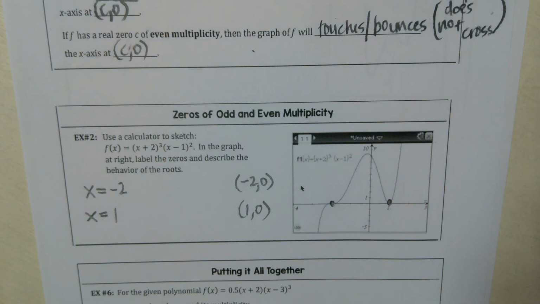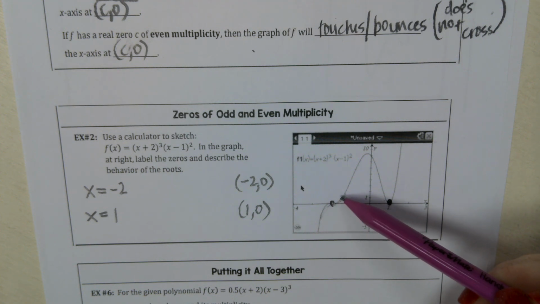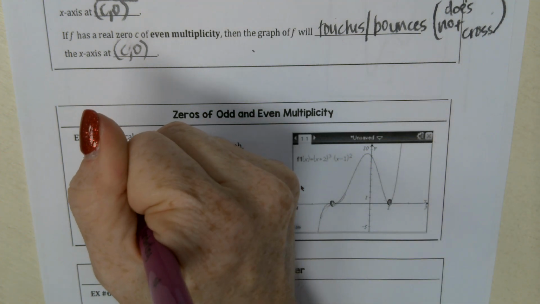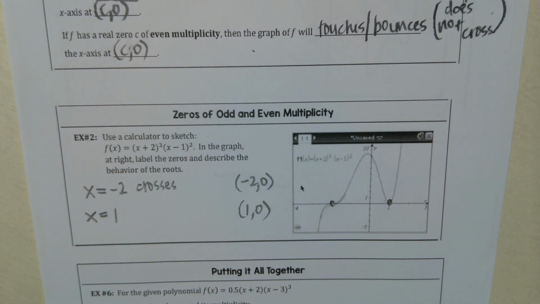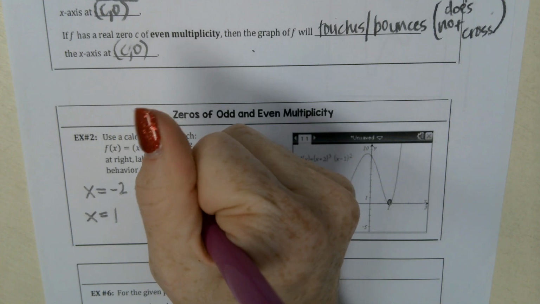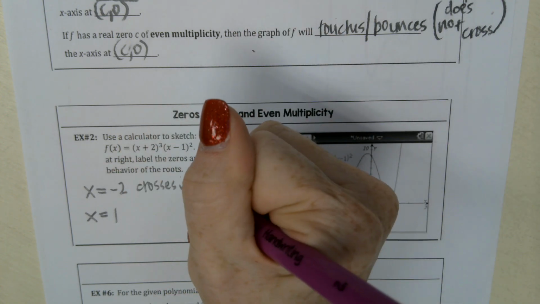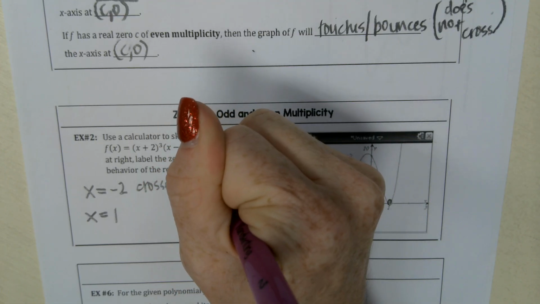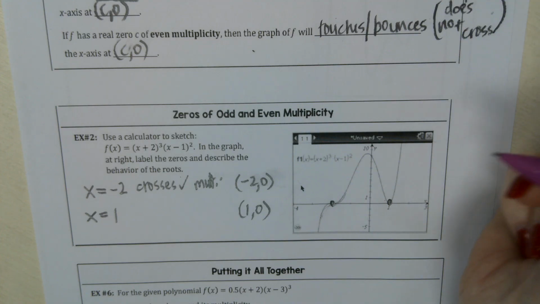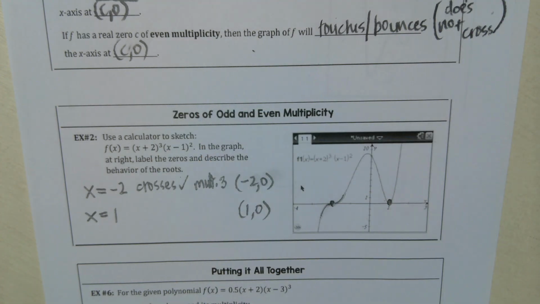Okay, now I want to describe the behavior. This right here, it crosses through, right? But it swerves and then crosses. So I'm going to say that it crosses, okay? That's fine. But I also want to state that it has a multiplicity of what? If it swerves and crosses, what is it? 3. Yep.